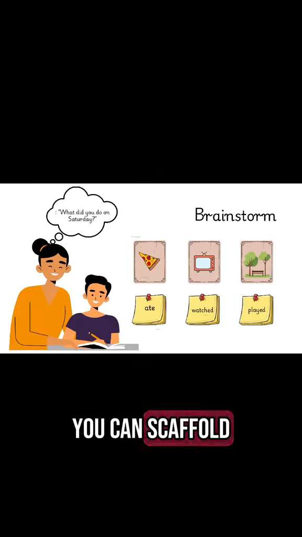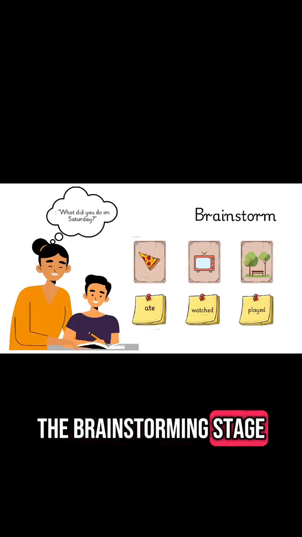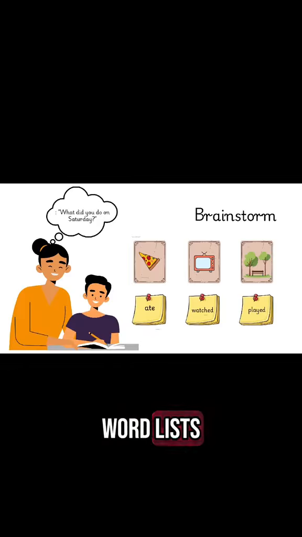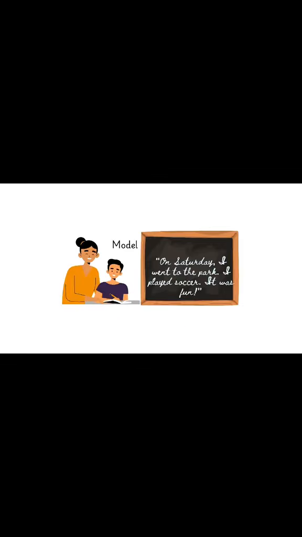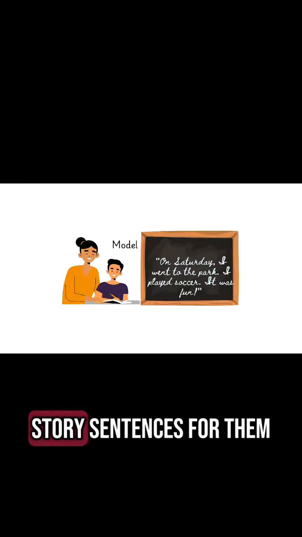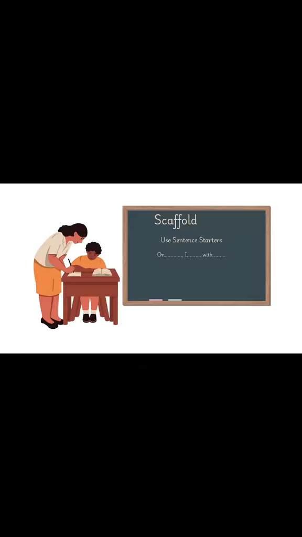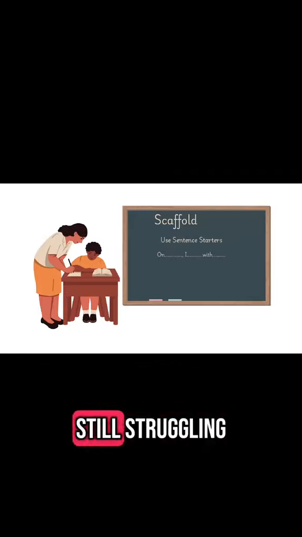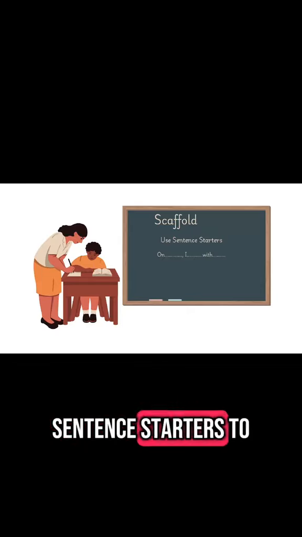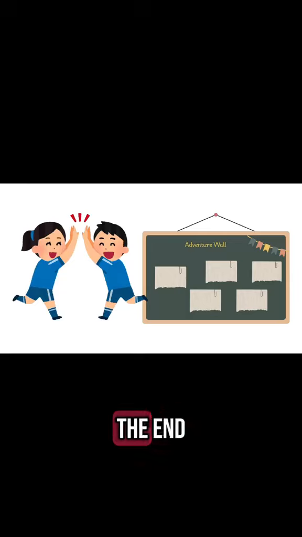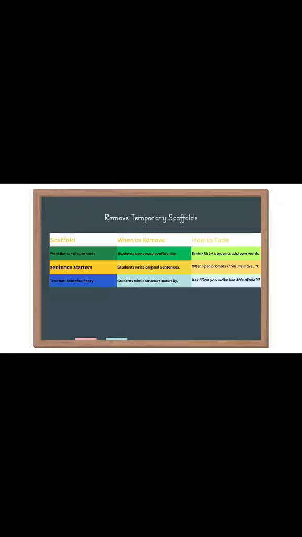You can scaffold your students in the brainstorming stage by giving them picture cards and word lists. And you can also model the story sentences for them so that they know the right structure. If students are still struggling, you could use sentence starters to help them write smoothly. And at the end, they could share their writings on an adventure wall.